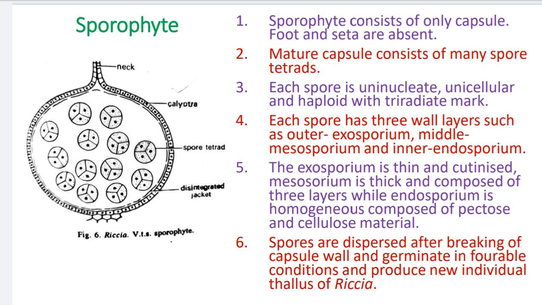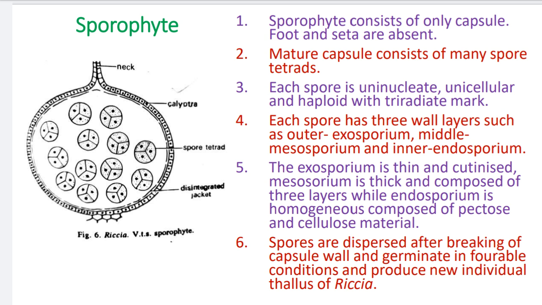Point number 1. The sporophyte consists of only a capsule. Foot and seta are absent. In the case of bryophytes, the sporophyte is made of a basal foot, a middle seta and an upper capsule. But in the case of Riccia, only the capsule is present, and foot and seta are absent.